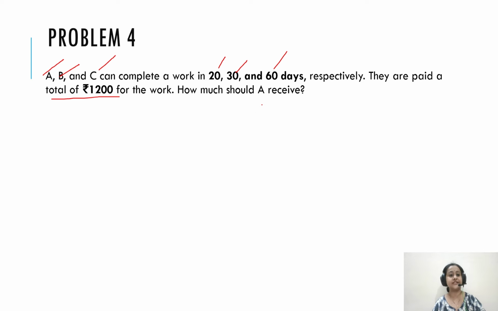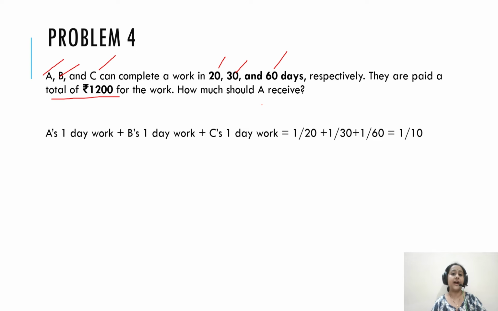Okay, so let us see step by step how we can solve this problem. First we have to find out jointly in one day what is the portion of the work they can complete. So we know how much A can complete in one day: 1 by 20. That is A's efficiency rate. In one day B can complete 1 by 30, as mentioned here. And in one day C can complete 1 by 60.